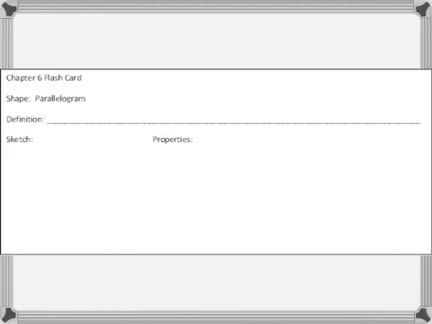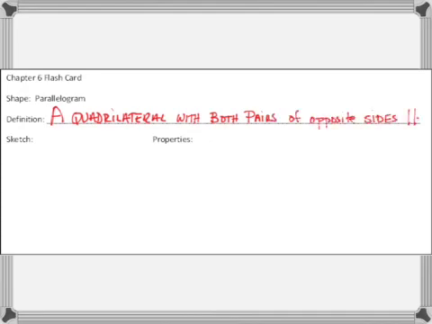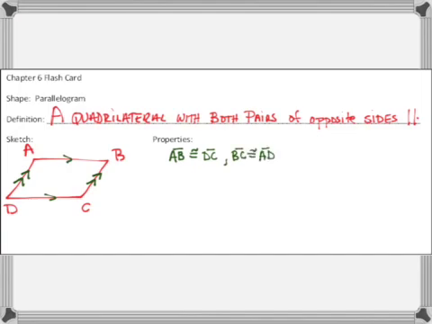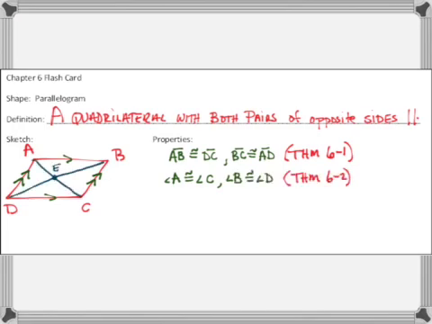Alright, so we have our flashcards that we started that you will add to as we go through this. I'm just going to do the first one here in this video. Parallelogram is a quadrilateral with both pairs of opposite sides parallel. And if we look at our diagram, that means that it's a parallelogram. And I know that the opposite sides are congruent. We proved that. Theorem 6.1. I know the opposite angles are congruent. Theorem 6.2. And I know that diagonals bisect each other. So AE is congruent to EC, DE is congruent to EB, and that's Theorem 6.3.